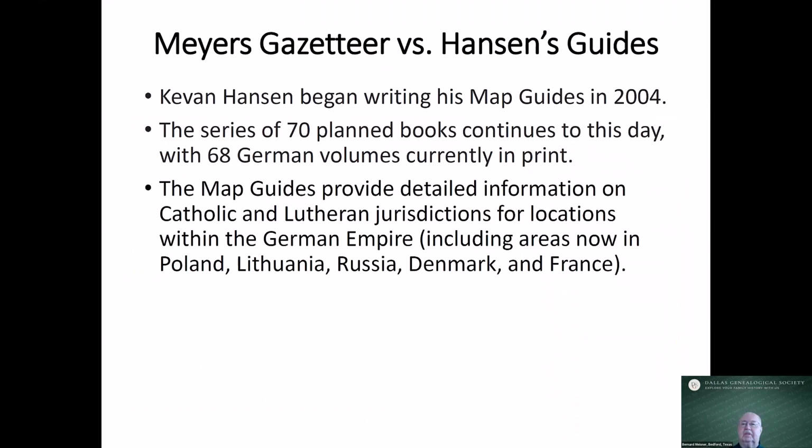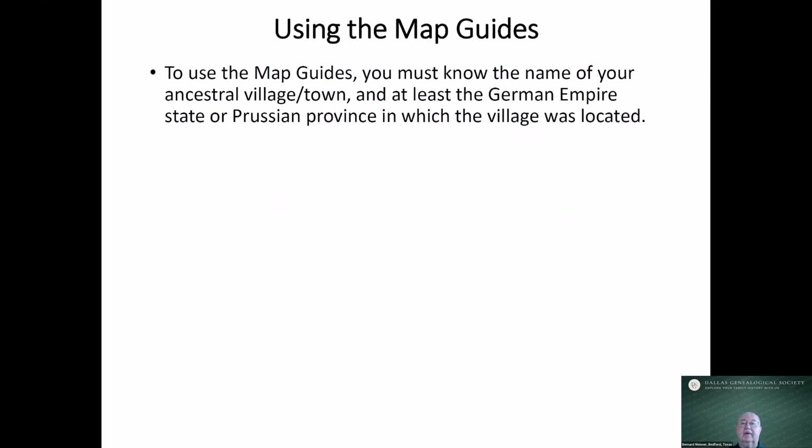Now there's Hansen's book. He started in 2000, long before she released the digitized version of Meyers Gaz in 2017. He has 70 books planned. He's got 68. He's still working on them. And again, they provide detailed information on the Catholic and Lutheran jurisdictions for locations in the German Empire, capital G. It's got Poland, Russia, that part of Russia that was German Empire, Denmark, that part of France, and the like.